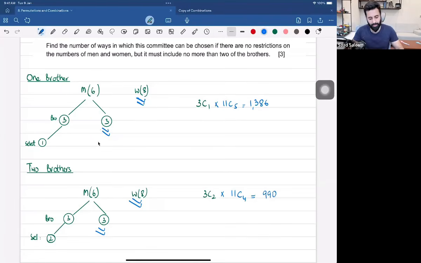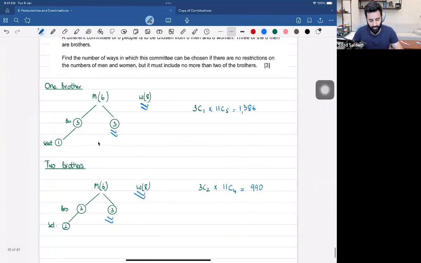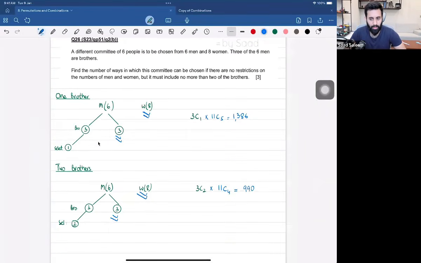Do you think there is another possibility, or do you think that's it? Very good. Exactly. The question said that it must include no more than 2 of the brothers. So that means that could be 2, that could be 1. It could also be 0.